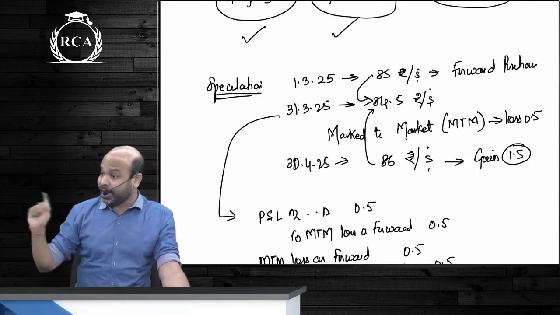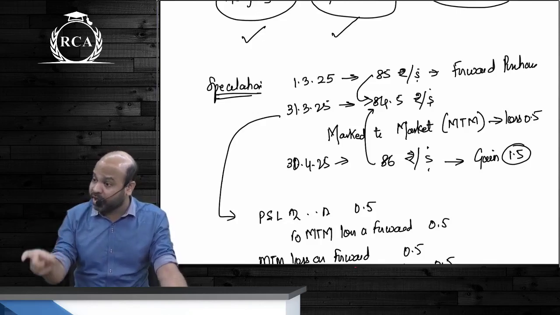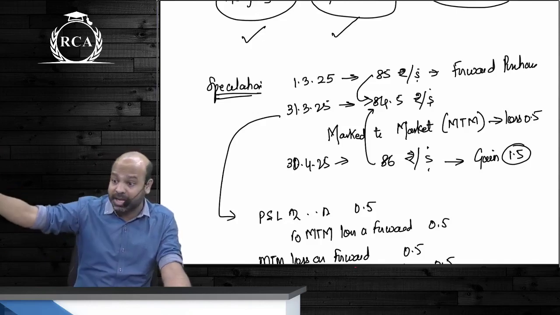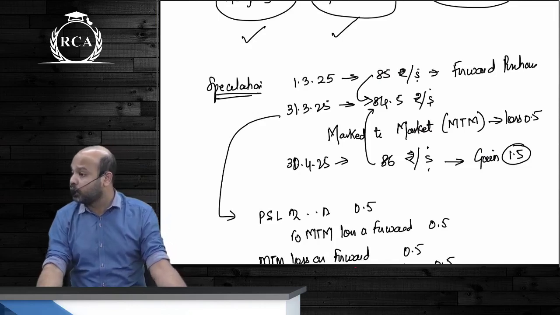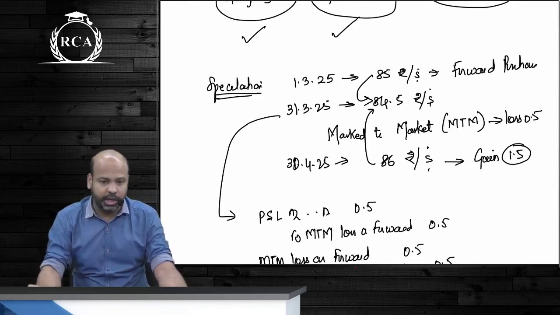So you do not care about the spot rate prevailing on the date of transaction. You just have to pick up your agreed forward contracted rate and compare that with the rate that is prevailing on the balance sheet date or the settlement date. Resulting gain or loss will be transferred to the P&L account. It is called MTM gain or losses, mark to market gain or losses.